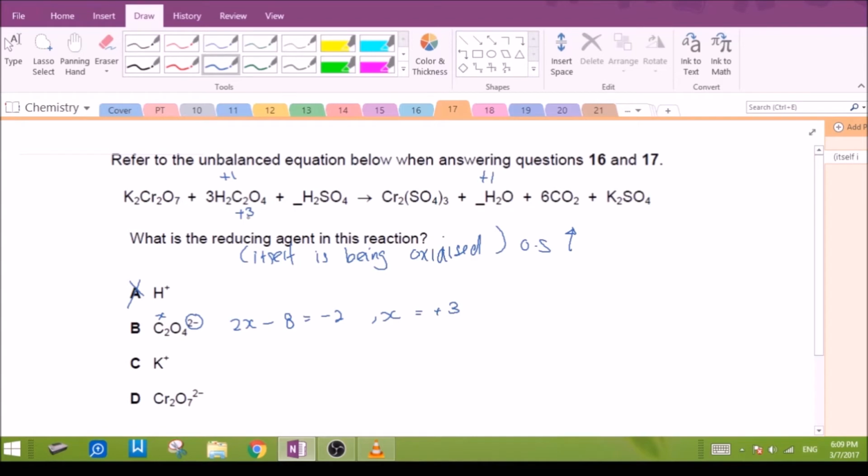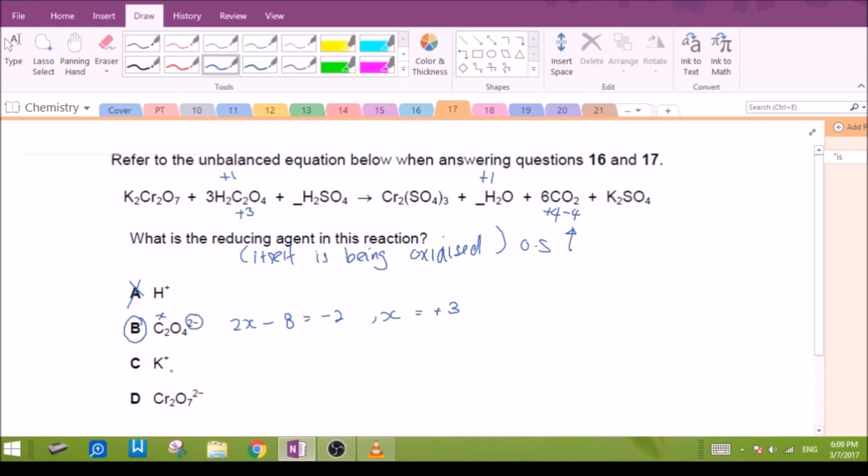And then let's look at what happens to the carbon on the other side. The oxygen is -4 in total, so the oxidation number for carbon in carbon dioxide is +4. So we can see that this compound has been oxidized. The carbon in here was +3, it has increased to +4. Since it itself is being oxidized, it is a reducing agent.